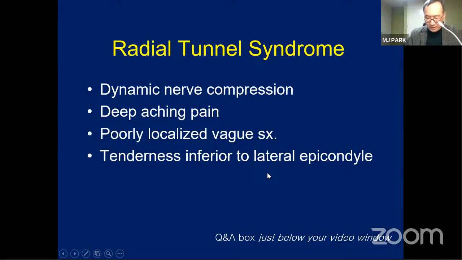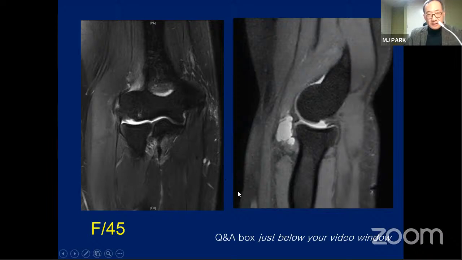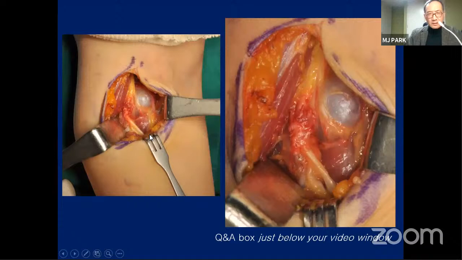Instead, I'd like to talk about the ganglion. I often find the ganglion in MRI when I prepare the operation, in front of the radial head. And I find that the patient has other symptoms related to the ganglion, very similar to the radial tunnel syndrome, because the mechanism is irritation of the deep radial nerve. So if the patient has such symptoms, I recommend removing the ganglion at the same time as the lateral epicondylitis surgery. Open removal is recommended because you must be careful about the radial nerve.